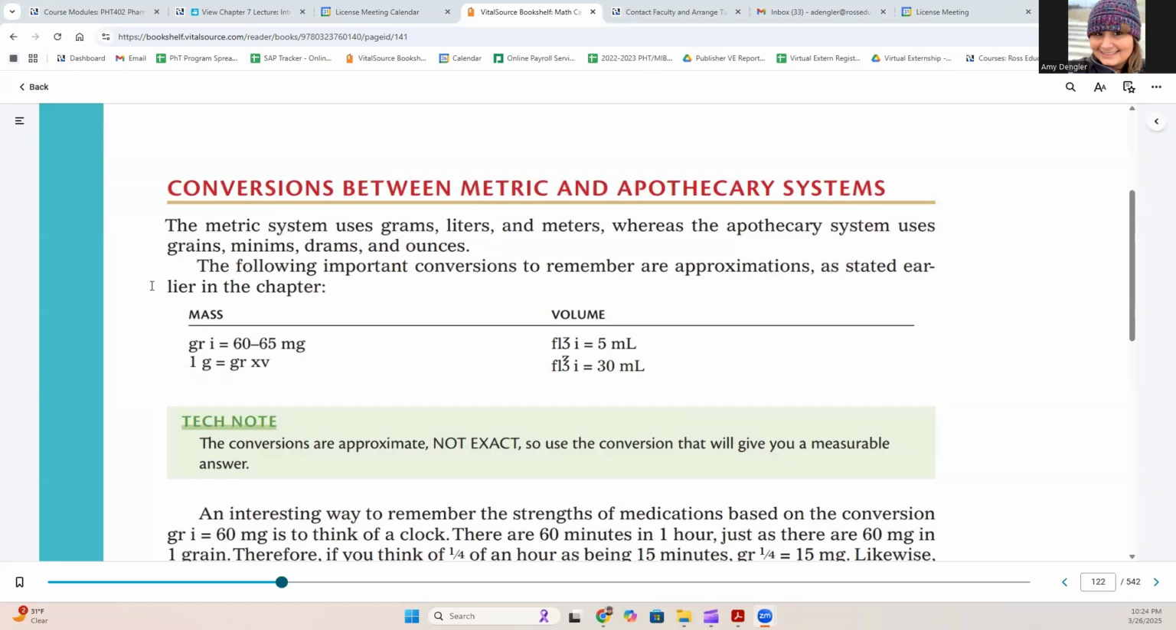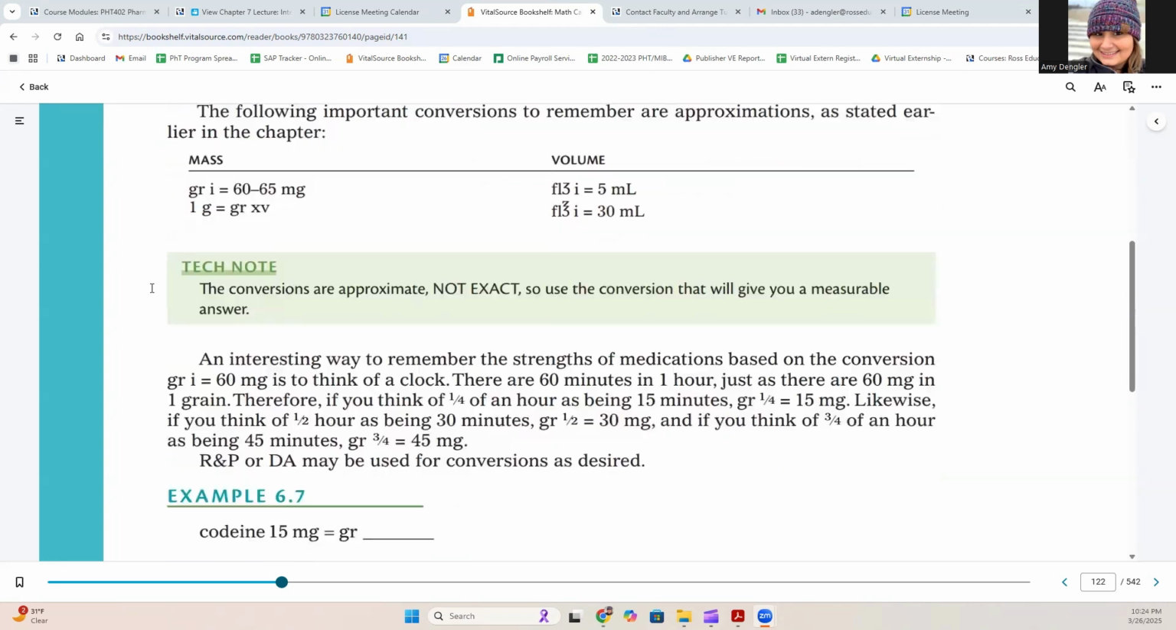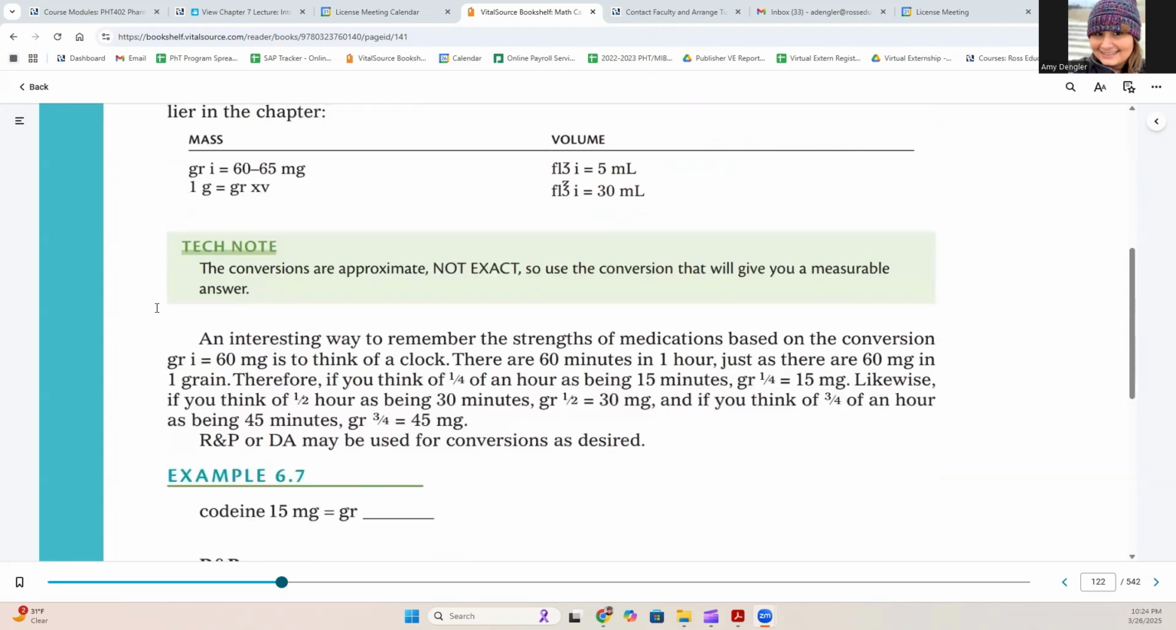The metric system uses grams, liters, and meters, whereas the apothecary system uses grains, minims, drams, and ounces. The following important conversions to remember are approximations as stated earlier in the chapter. See those.